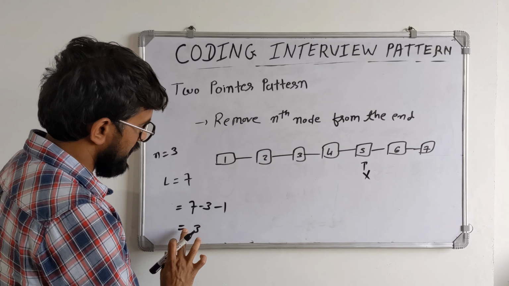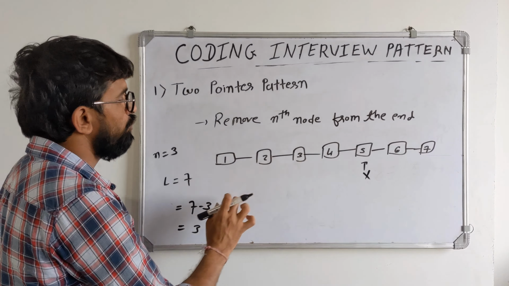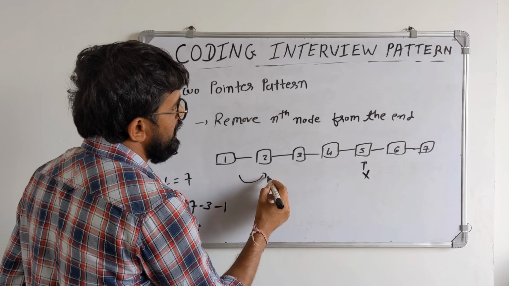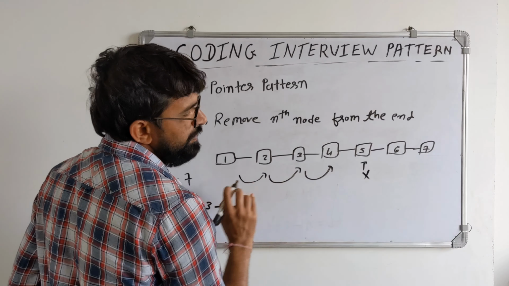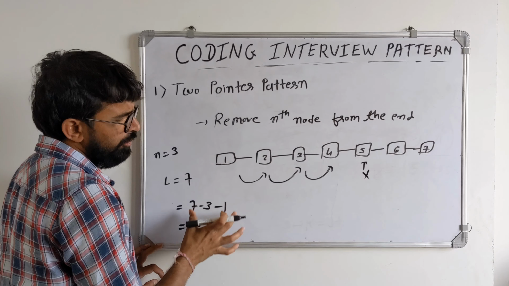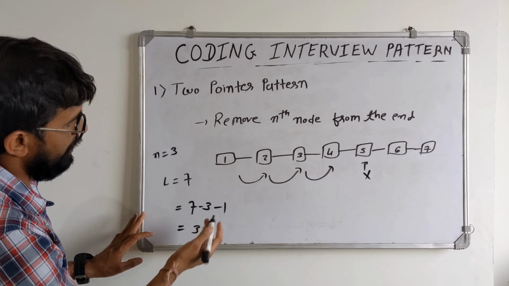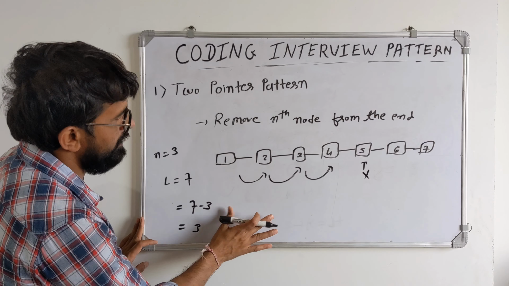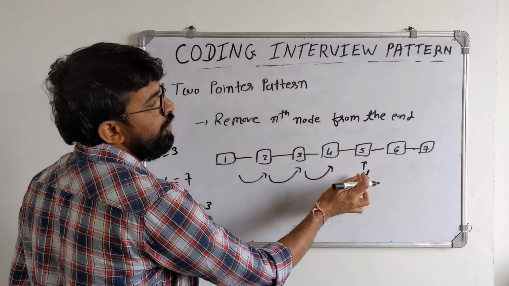So why am I saying third? It's not that we remove the third, we need to move 3 steps. 1, 2, 3 steps. So if we calculate this again, you can say, okay, I want to remove this one, I want to remove this 4. Then we need to stop at the node before this one.